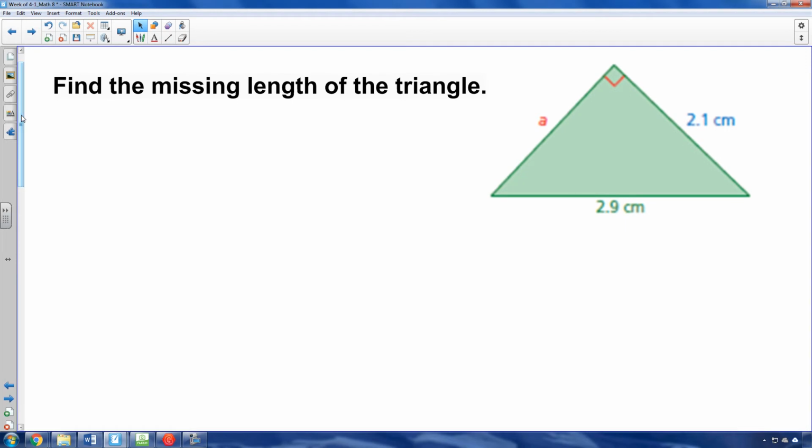So why don't you pause the video and give this a try. We'll call this a "now you try." You can use a calculator on it if you like. It's not really encouraged, but if you need to, that's fine. So pause the video and give this problem a shot. Good luck.